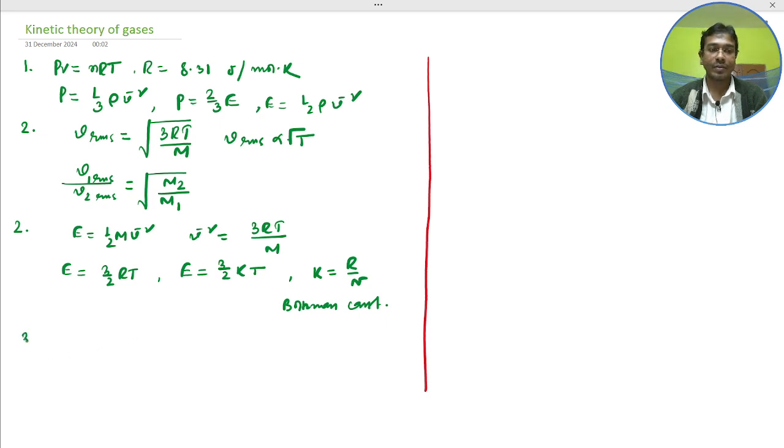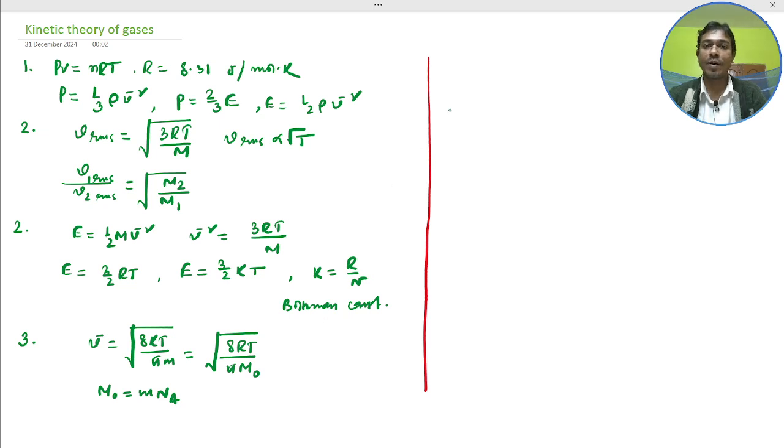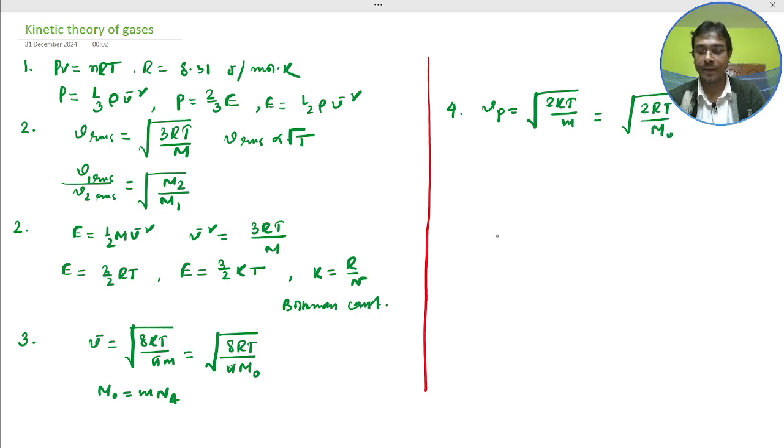Next, the average speed v_avg = √(8kT/πm) = √(8RT/πm₀), where m₀ is the molecular weight, written as m times the Avogadro number. The most probable speed is v_p = √(2kT/m), which equals √(2RT/m₀).